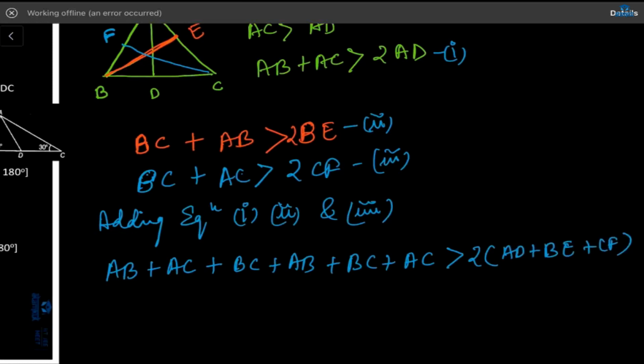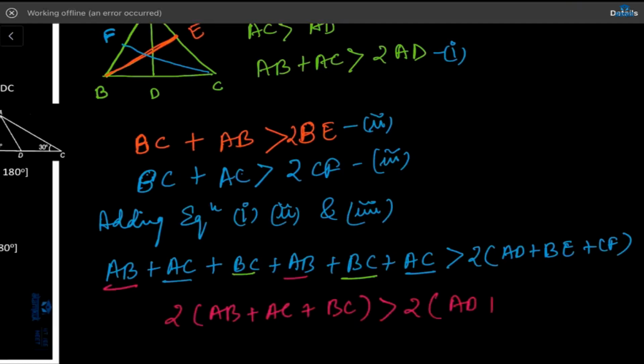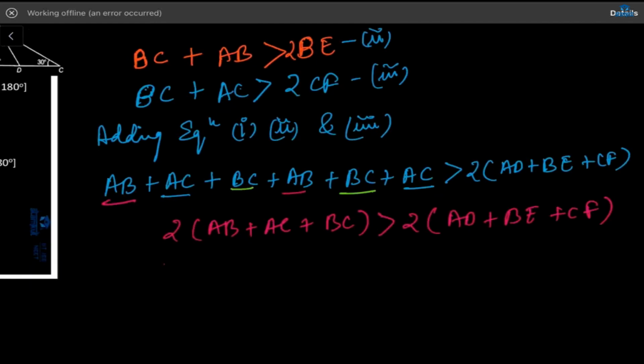Now on this side also, if you add, you can see 2 AC are there, 2 BC are there, and 2 AB are there. So we can write 2 common, AB plus AC plus BC, greater than 2 times AD plus BE plus CF. Now 2 can be cancelled from both sides. Therefore, AB plus AC plus BC is greater than AD plus BE plus CF. Yes? Yes, ma'am. So we have got the value. Any doubt in this? No, ma'am.